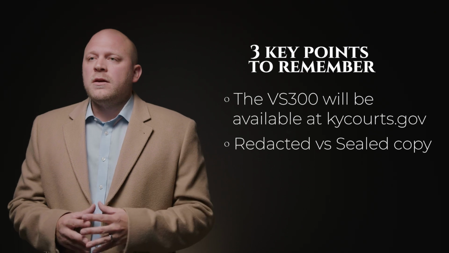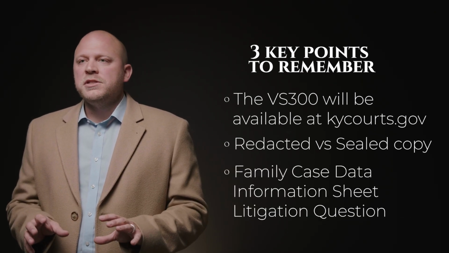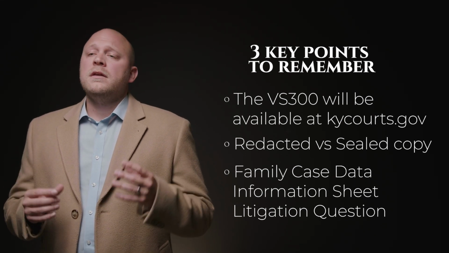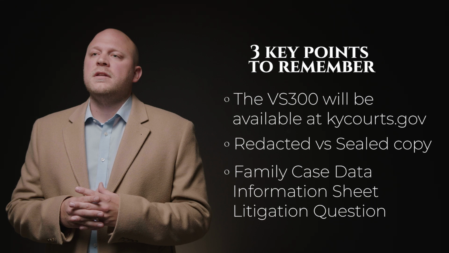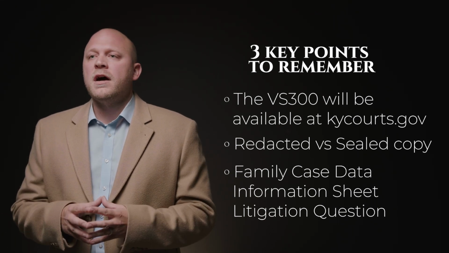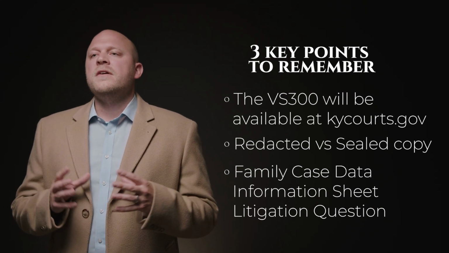Finally, the last key takeaway to remember is that on that family case data information sheet, at the very bottom, it asks whether or not you have been involved in any other litigation amongst each other. So this could be domestic violence. If you have kids, it could be a custody hearing, child support. If any of that exists, you'll have to list the basic information that's required at the very bottom.